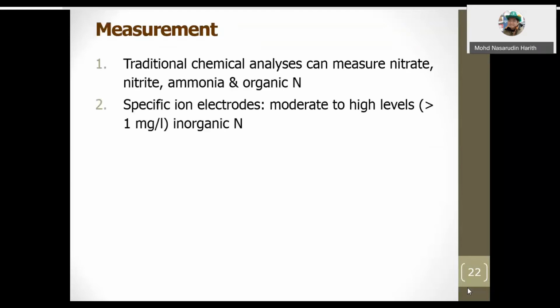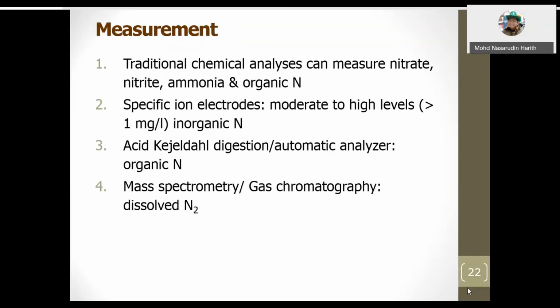How to measure nitrogen? Number one, we can use traditional chemical analysis that can measure nitrate, ammonia, and organic nitrogen. We can use specific ion electrodes, which can detect moderate to high levels, which is more than 1 milligram per liter in organic nitrogen.